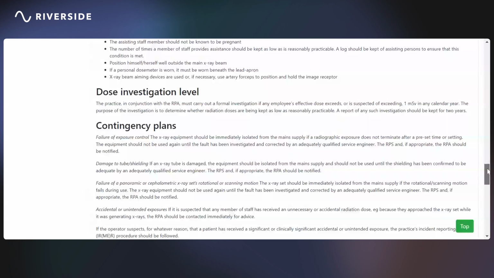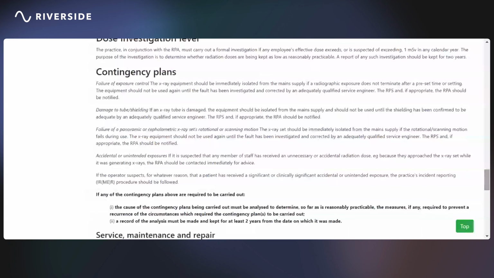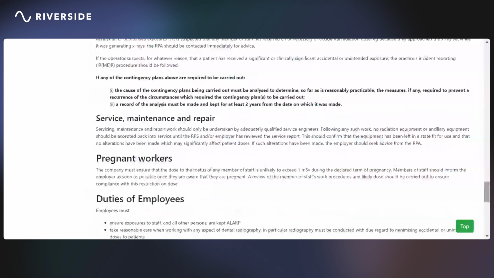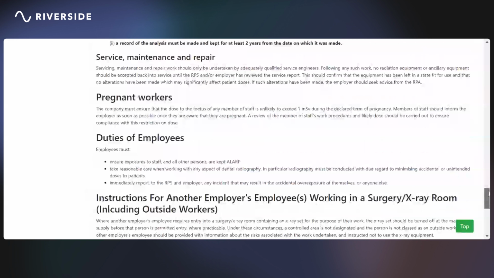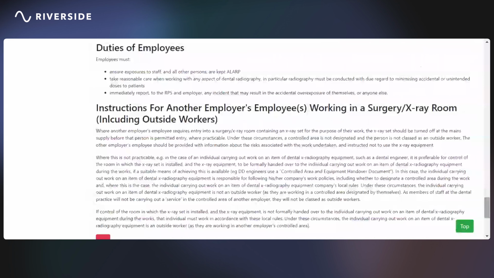Contingency plans, these are what you should do if something goes wrong, such as a continuous generation of X-rays following a preset exposure. What service and maintenance and repair arrangements are in place? What arrangements are in place for pregnant workers? What the duties of the employer are? And instructions for other employers working in your controlled areas, should that need to be the case.